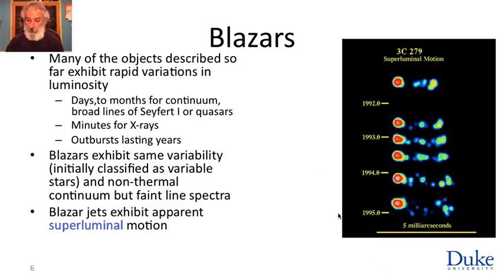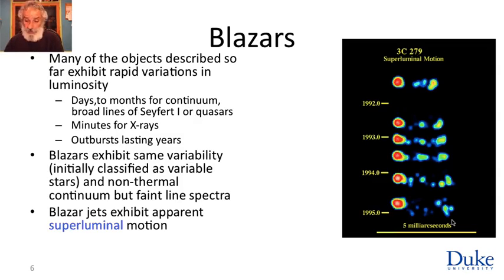Here's the example. This is quasar 3C279. We see here the quasar. We see the knotted structures in the jets. We see the jet moving off to the right over a few years. If you set the scale, take the distance to the quasar, you would discover that the motions of these dots correspond to moving faster than the speed of light, at about 3 times the speed of light, in fact.